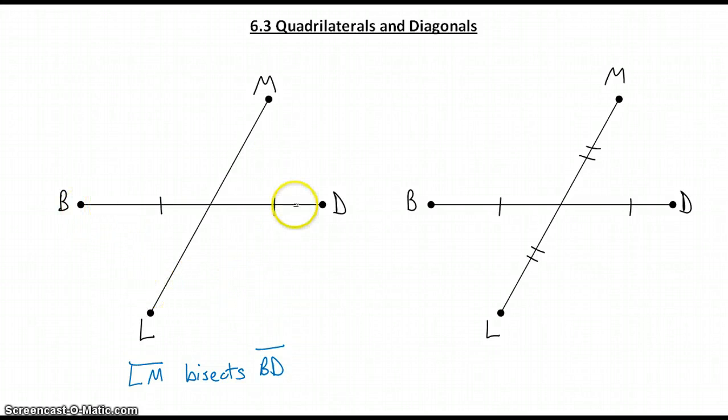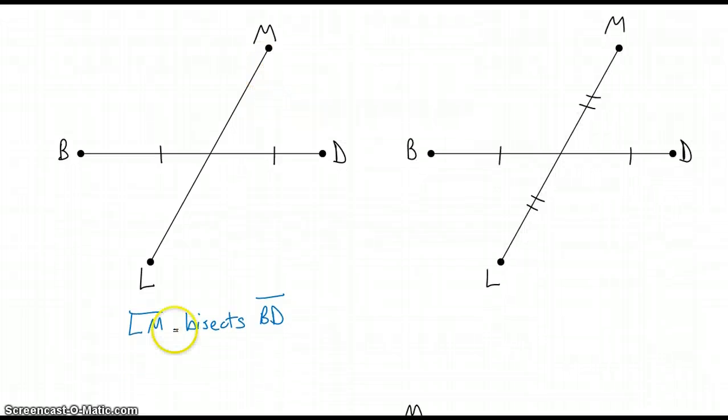And if BD and LM are diagonals of a quadrilateral, we can conclude that one diagonal is bisected.